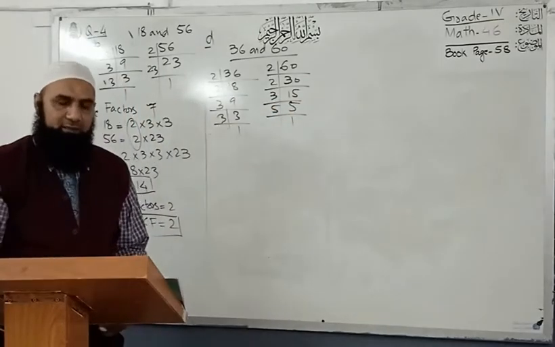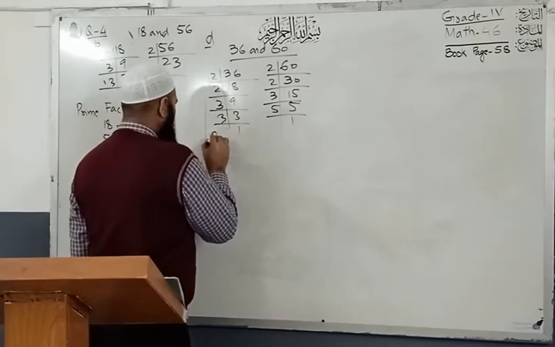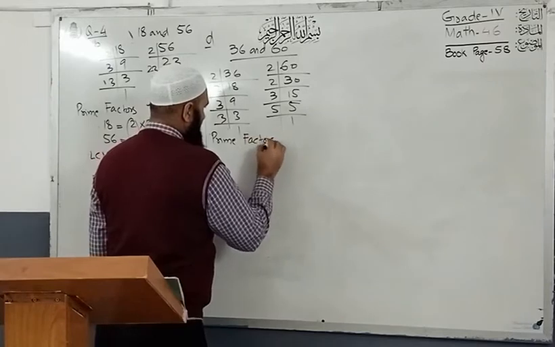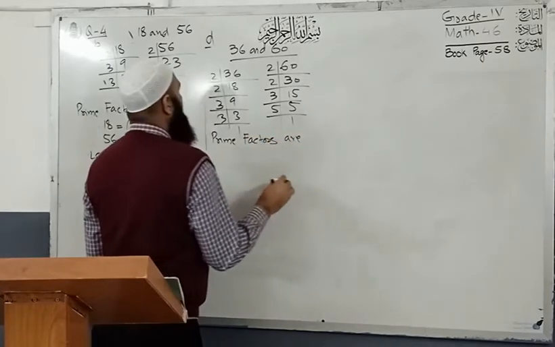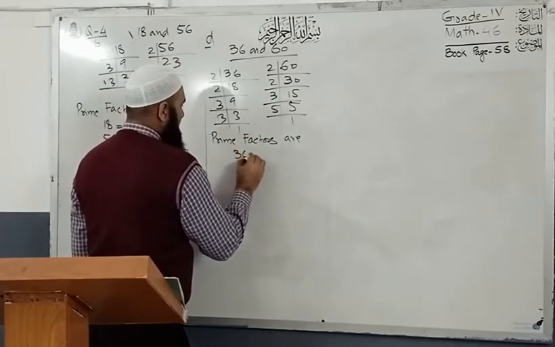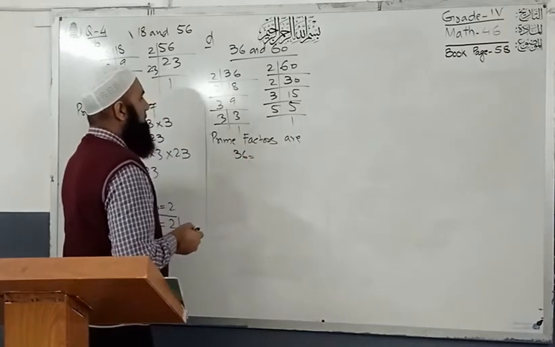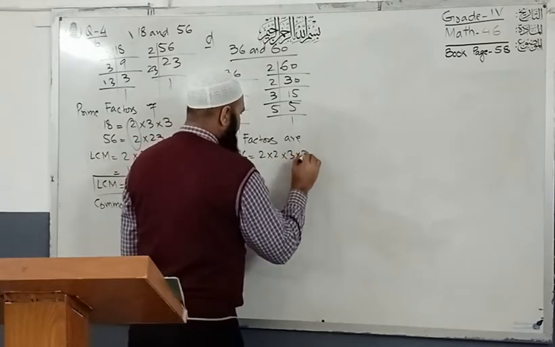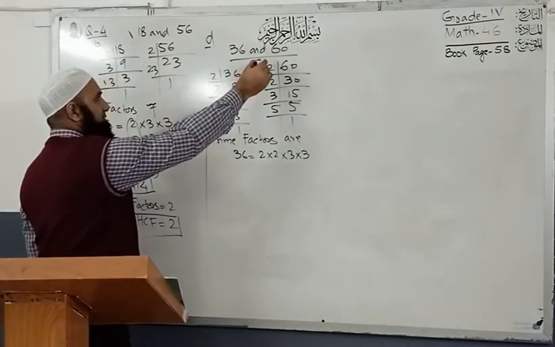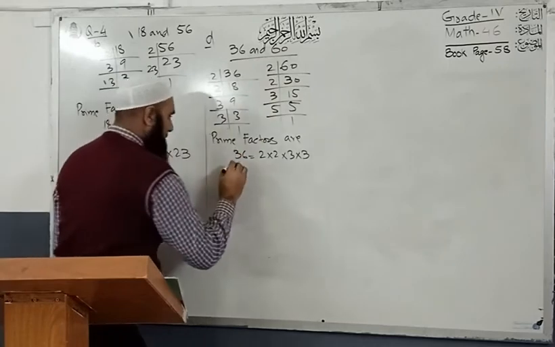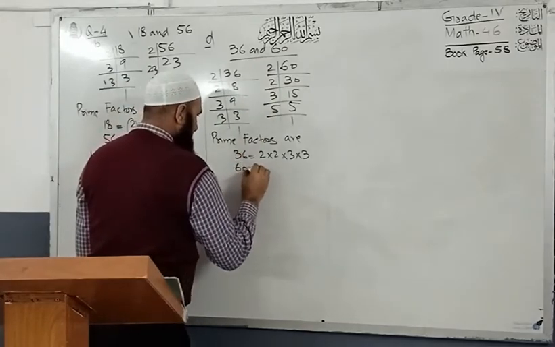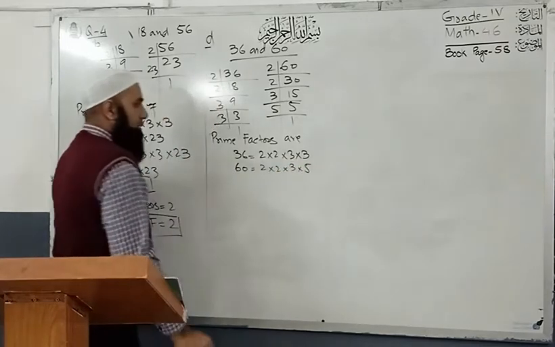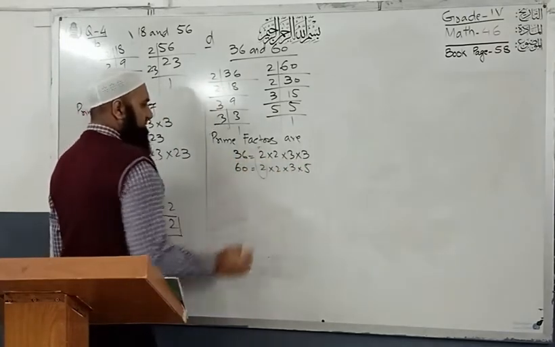Write the prime factors. Prime factors of 36 are 2 multiply 2 multiply 3 multiply 3. Prime factors of 60 are 2, 2, 3, 5. Now make the pairs wherever possible.